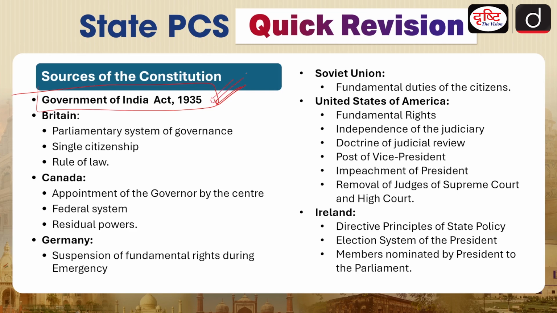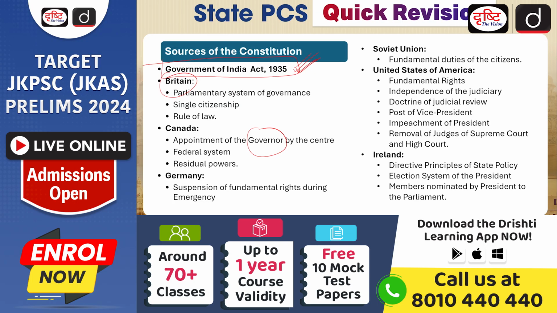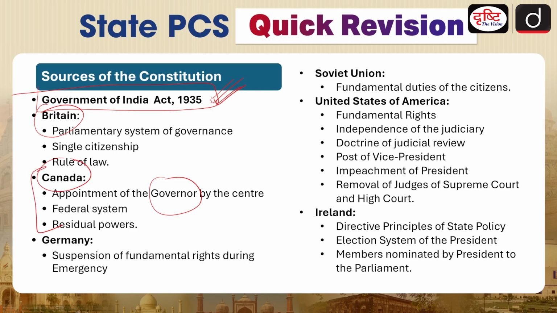After that, the parliamentary system of governance, single citizenship, and rule of law were all taken from Britain. Then moving further, the appointment of governor by the center, the federal system of our country, residual powers, etc. are taken from Canada. And the provision that fundamental rights are to be suspended during the period of emergency has been taken from Germany, and it is a kind of unique provision in the Indian Constitution.